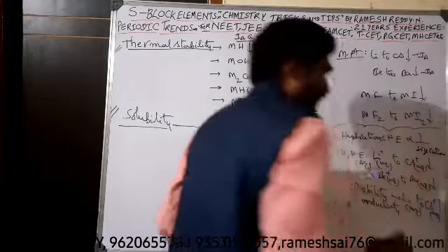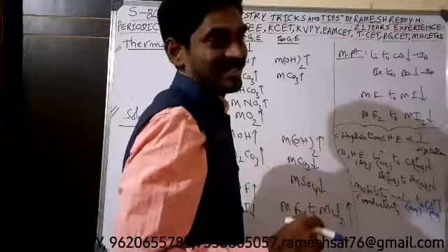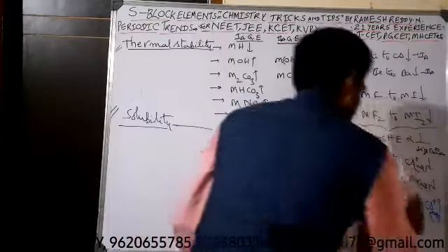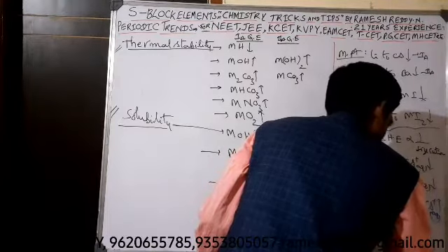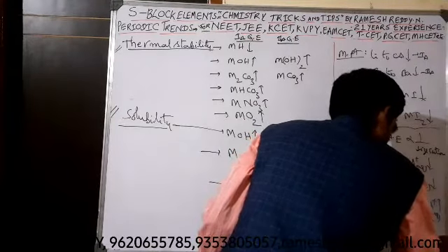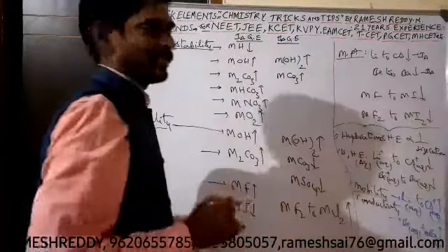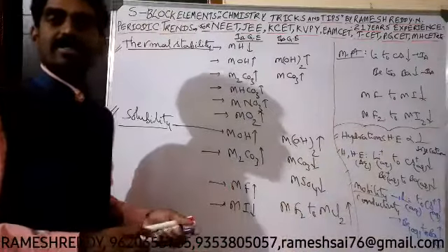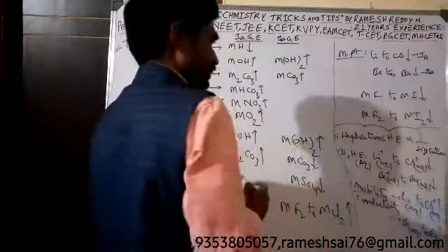That is, from lithium to cesium, hydrated ion conductance and mobility increases, right? The same thing applies for second group elements also, that is beryllium to barium: hydrated ion mobility and conductance increases. Right, my dear students, got it? This is very important, my dear students.